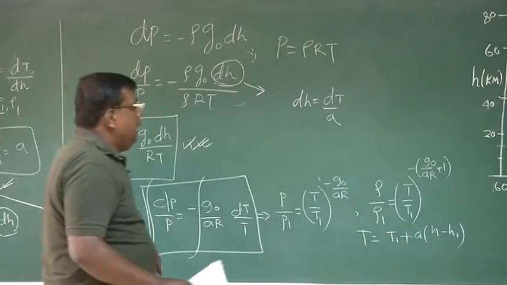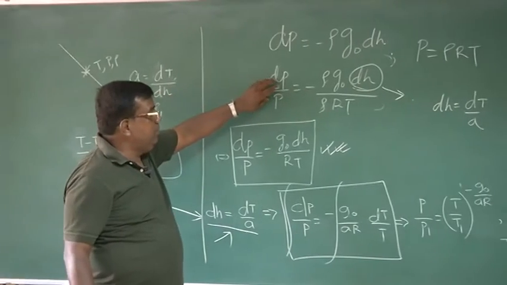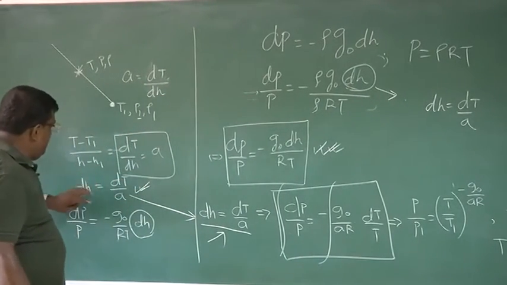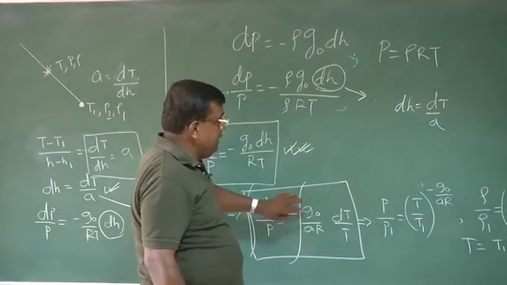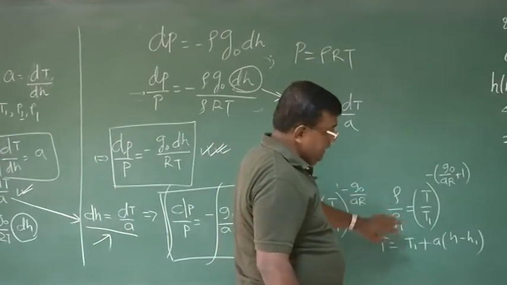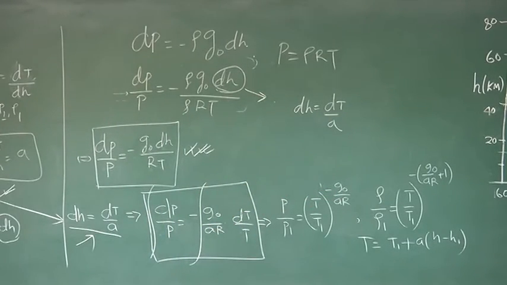So simple. I repeat again, I know this condition here, I use this relationship, and I just substitute dH equal to dT by a, I get an expression like this, I integrate, and I get the pressure, density and temperature for that point in the gradient region, right?